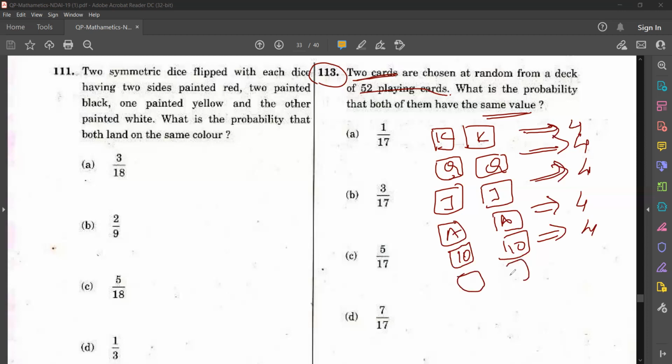So that means same kind of cards. What is the probability of getting the same first card? If I'm choosing the first card, what is the probability of the same kind of card? That is 4 by 52, isn't it? Because 4 cards are similar. Like there will be totally 4 kings, 4 queens, 4 jacks, 4 aces, isn't it? So same kind of cards, the probability is 4 by 52.